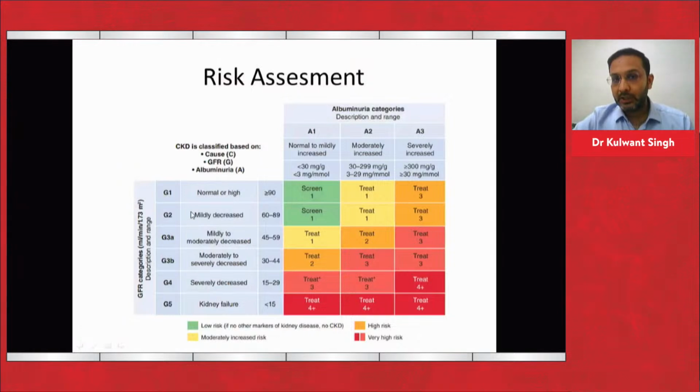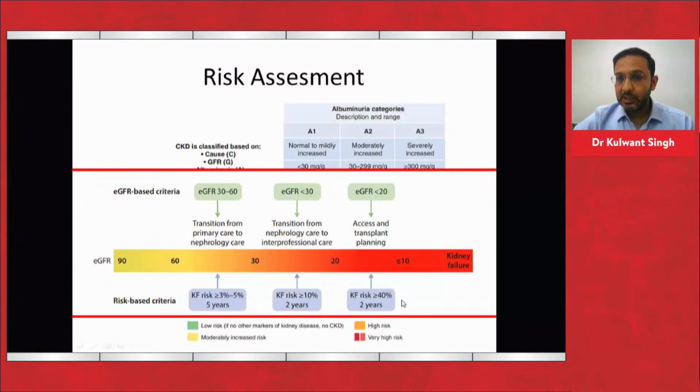So when we plot the GFR and albumin, we get this type of colorful chart, which is known as a heat map. Here, the people in the green region are basically low risk, which only requires screening. In the yellow region, the people are at moderately increased risk. Orange is high risk, whereas red is very high risk, which directly needs treatment.